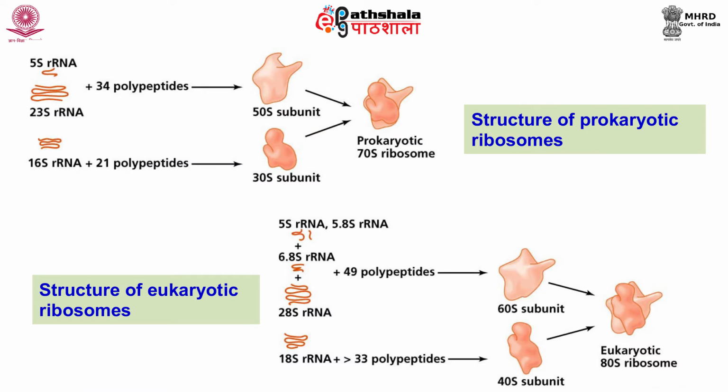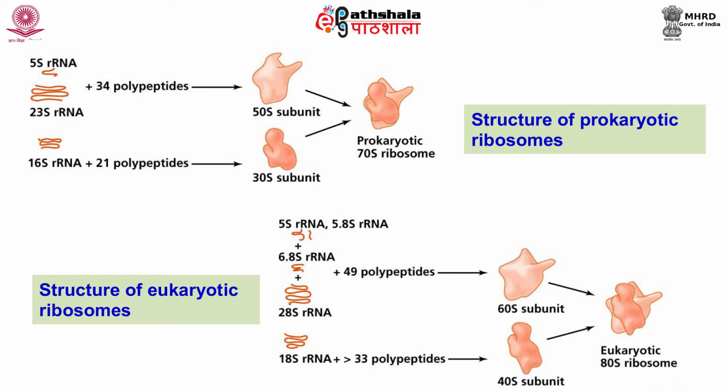The slide shows you the precise difference between prokaryotic and eukaryotic ribosomes. Prokaryotic ribosomes are 70S ribosomes, whereas eukaryotic ones are 80S ribosomes. Here S stands for Swedberg unit. Prokaryotic ribosomes show the large subunit as 50S and the smaller one as 30S, while eukaryotic ribosomes have 60S and 40S subunits. The prokaryotic ribosomes are less complex as compared to eukaryotic ones.